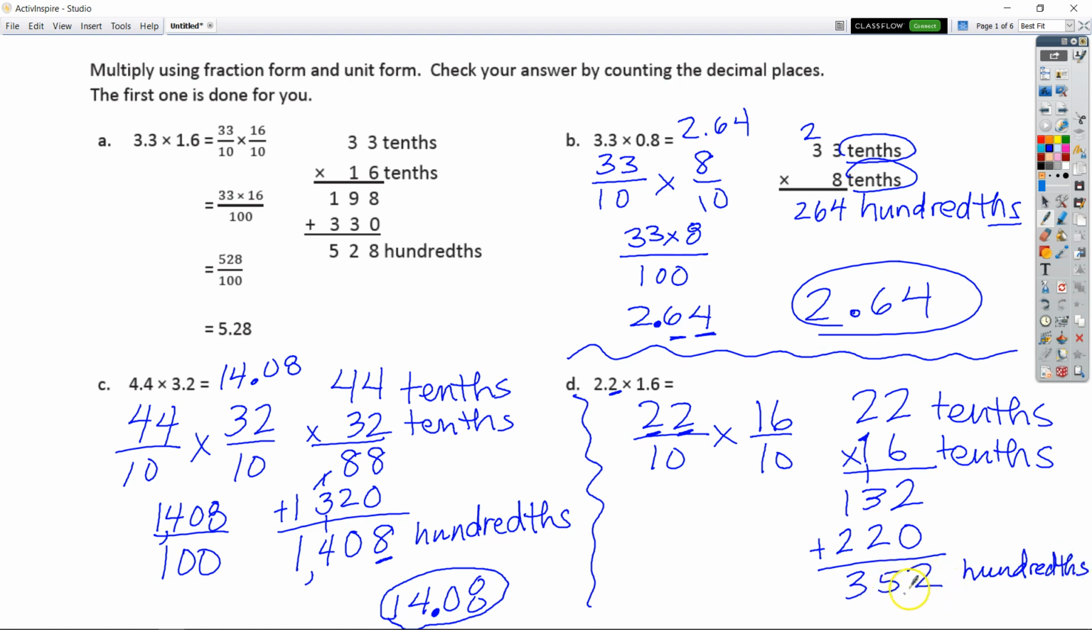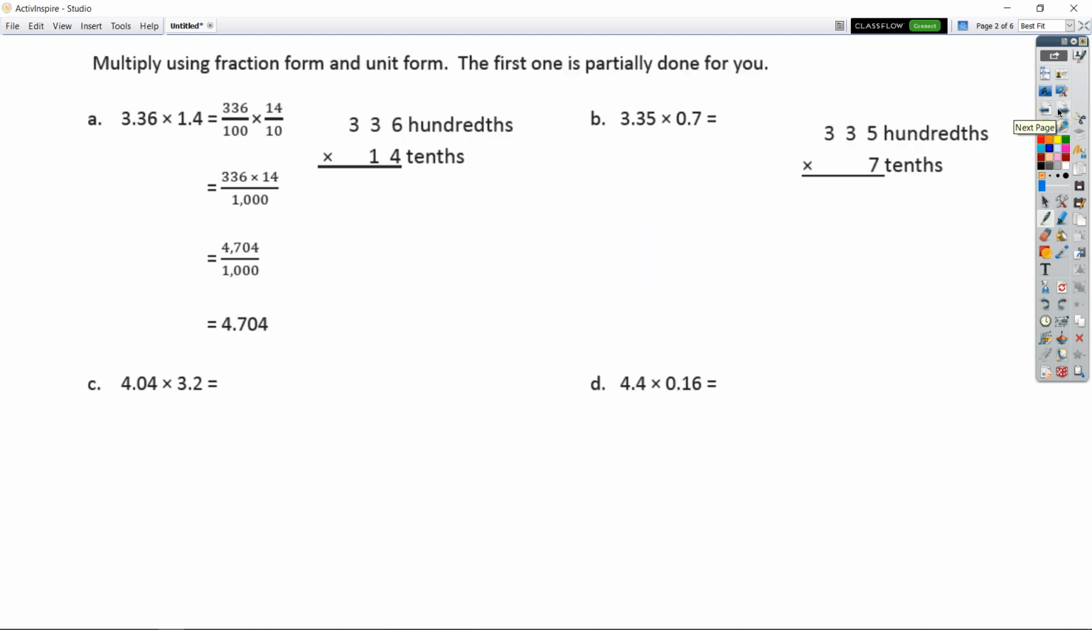So it's going to be equal to 3.52. 3 and 52 hundredths. Let's go ahead and walk through this. We just said that when we multiply these two numbers, we got 356 hundredths, and it's equal to the same thing we had here. All right, moving on to the next problem.